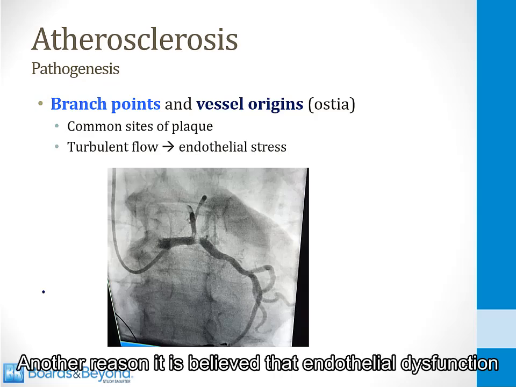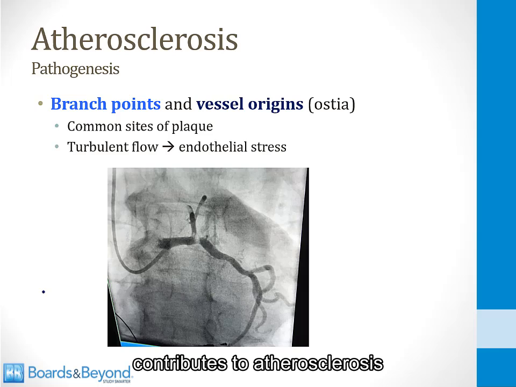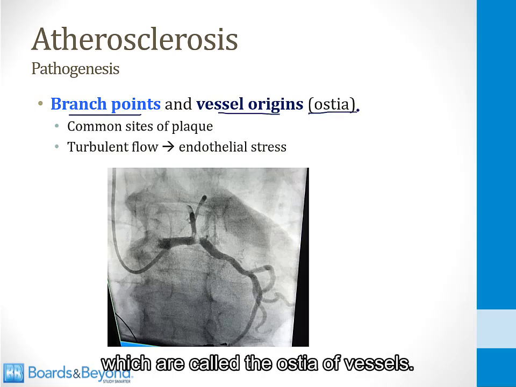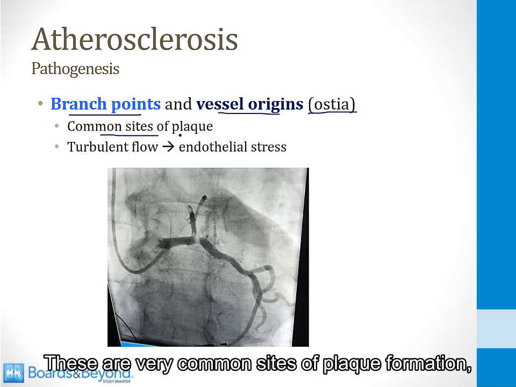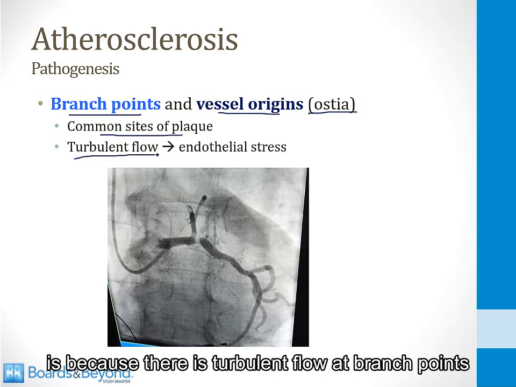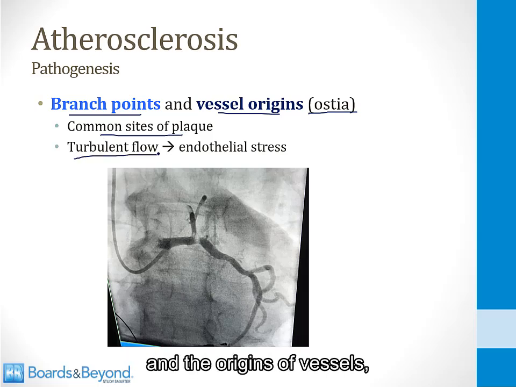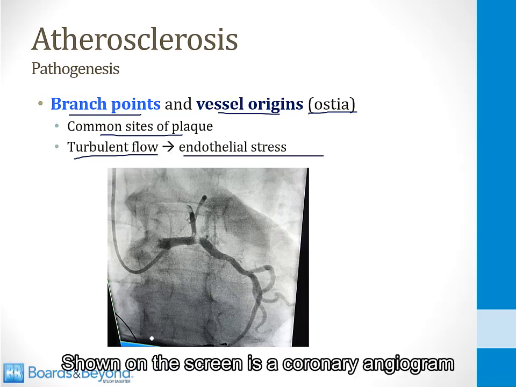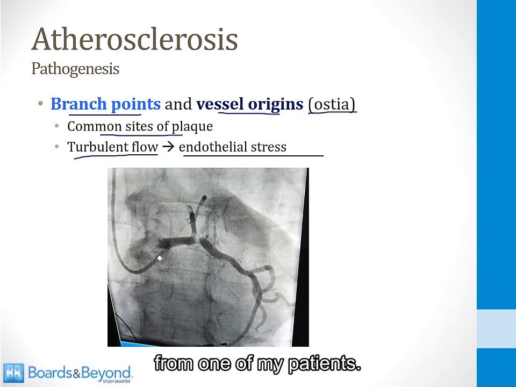Another reason it is believed that endothelial dysfunction contributes to atherosclerosis is because plaque commonly forms at branch points and the origins of vessels, which are called the ostia of vessels. These are very common sites of plaque formation, and the reason this is believed to be the case is because there is turbulent flow at branch points and the origins of vessels, and turbulent flow has been shown to stress endothelium.